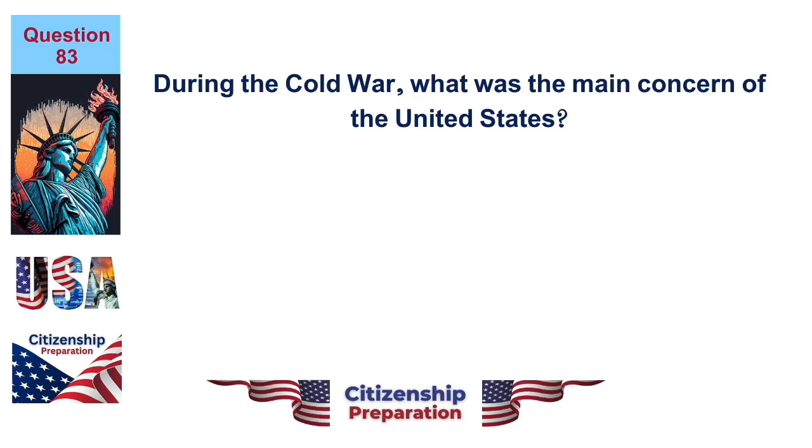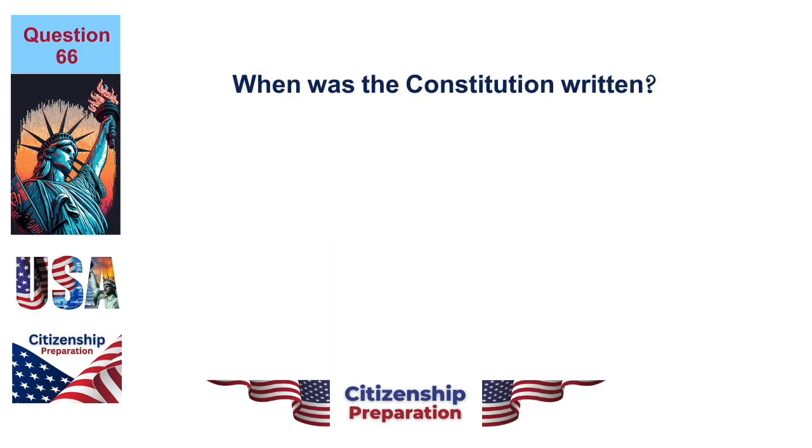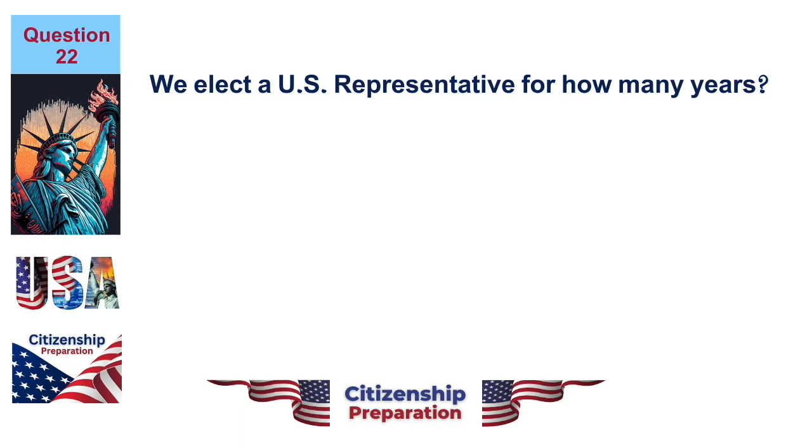During the Cold War, what was the main concern of the United States? Communism. When was the Constitution written? 1787. We elect a U.S. representative for how many years? 2.